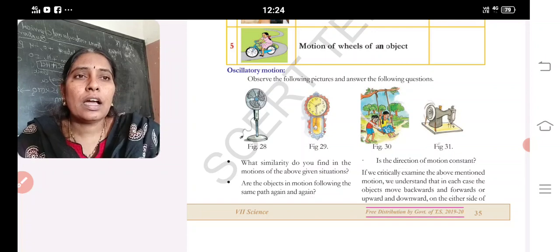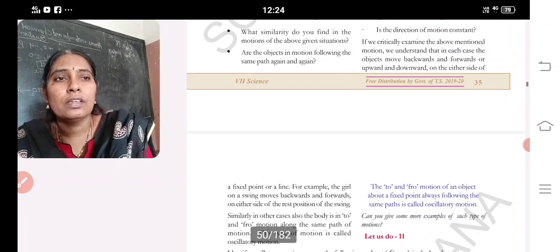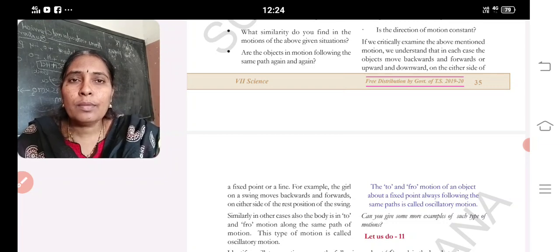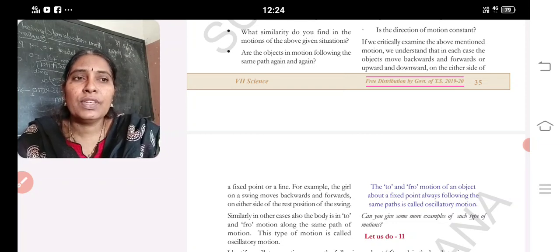And next one is oscillatory. What is meant by oscillatory motion? The to and fro motion of an object about a fixed point is said to be an oscillatory motion. It is also known as a vibratory motion. If it moves on the same path, like a spring, a machine, a swing, it moves to and fro on that same path about a fixed point, then it is said to be an oscillatory motion.